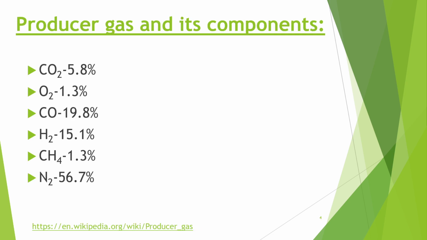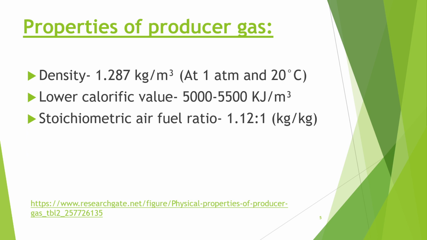Now, what are various components of producer gas? In producer gas, we can see many gases are involved. The biggest contributor here is nitrogen, which is a non-flammable gas, that contributes 56.7%. Then the flammable gases such as carbon monoxide, hydrogen, and methane contribute 19.8, 15.1, and 1.3% respectively.